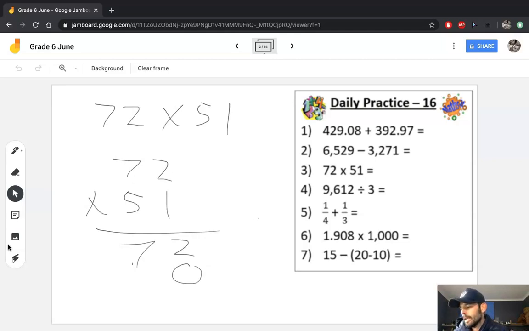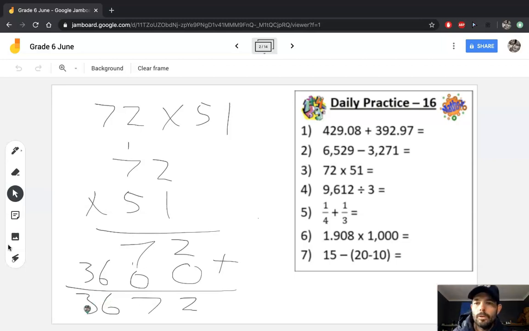5 times 2 is 10. Carry the 1. 5 times 7 is 35. Plus the 1 is 36. I add them and I get 3,672. Okay, but let's check that answer against another method. And perhaps we're going to compensate.